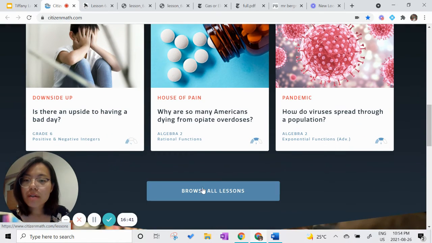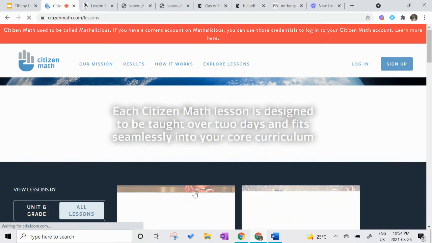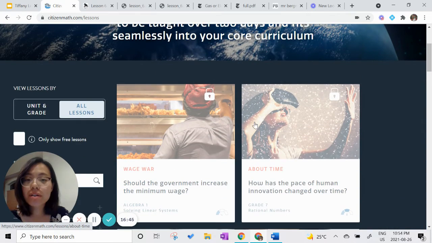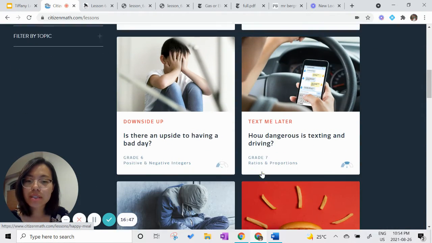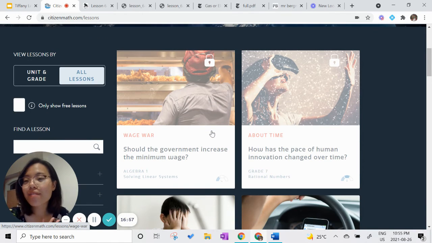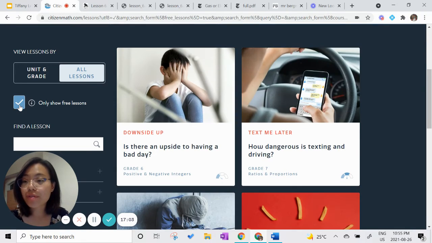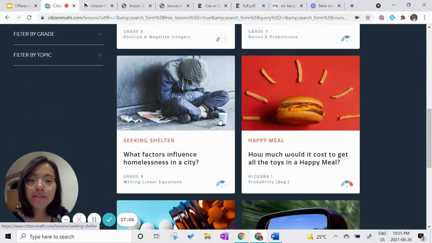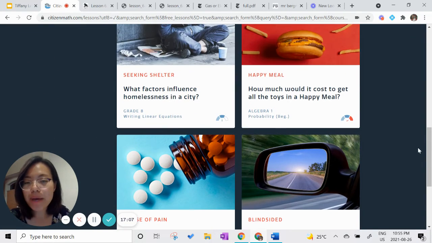So if you scroll down and you click on Browse All Lessons, these are all the lessons that they have. And as you can see, some of them are locked and you do need to create an account. And I think there's like a subscription, or you do have to pay for it or something. But I love free things, and I'm sure you love free things. So you can click on the side here, show only free lessons. And they have 6 lessons so far, which isn't bad.